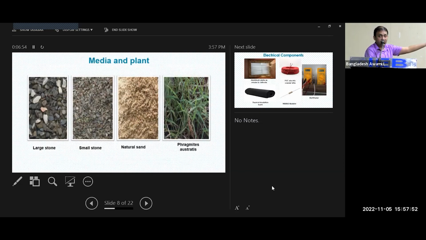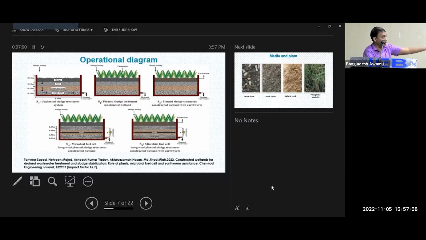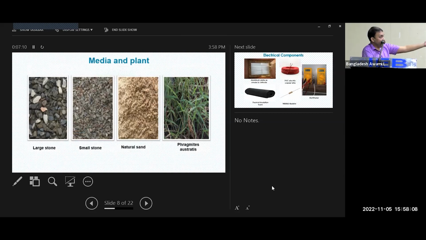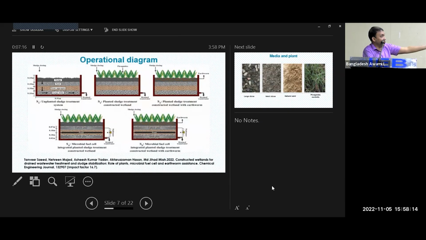These are the different types of media we have used. You see, in the bottom layer, we have used large stone so that wastewater comes out, and it facilitates the effluent drainage. And in the middle layer, we have used small stone, and in the uppermost layer, we have used sand. And then we have introduced sludge, okay?